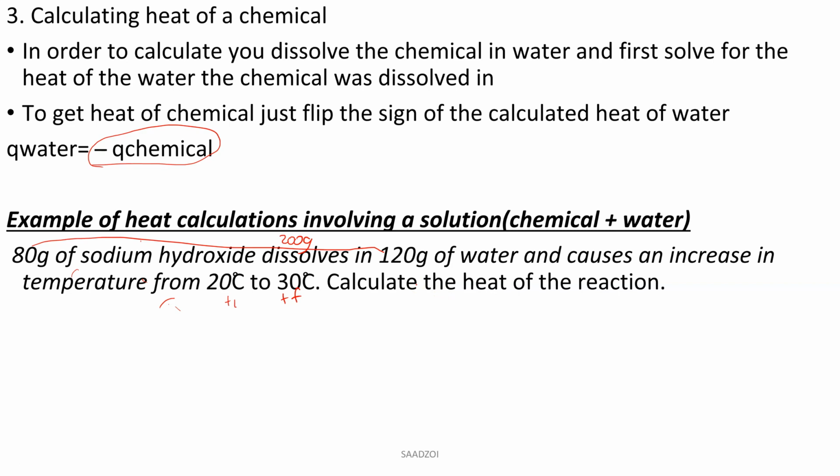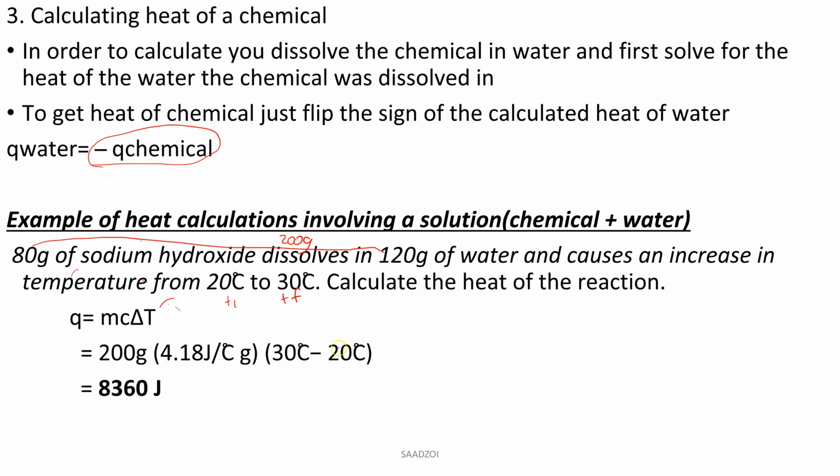So anytime you're doing a chemical in water, your specific capacity is 4.18. Just remember that. So there's our formula as always. We write the formula first, then we plug and chug. So now we have 200 times 4.18 times 30 minus 20, which is 10. We multiply all this together, and we get 8360 again. Wow, there goes that number.